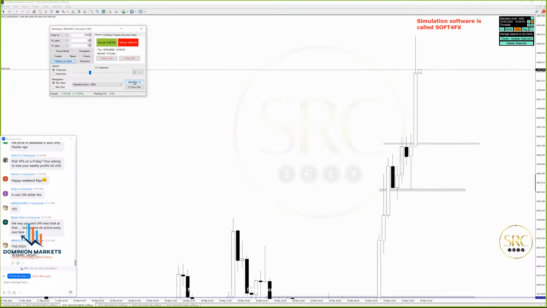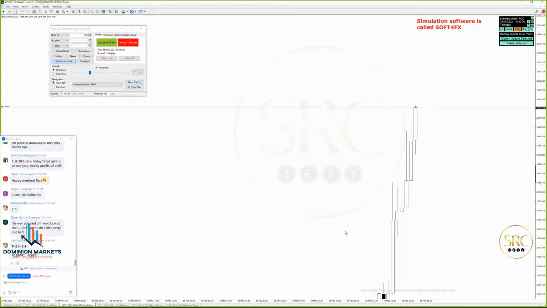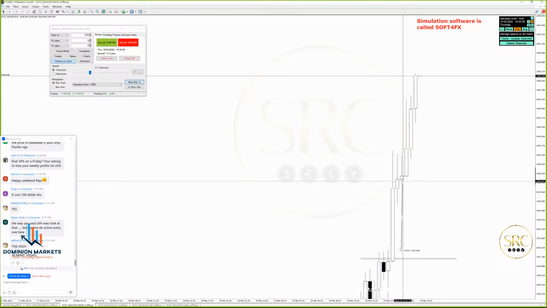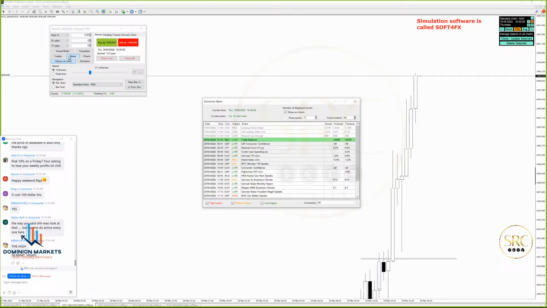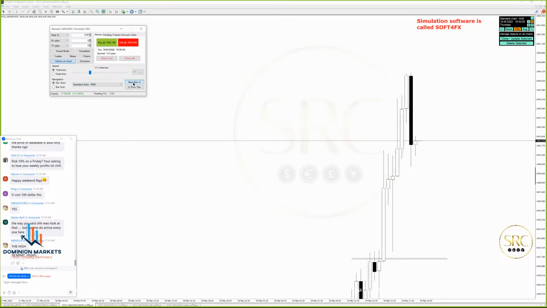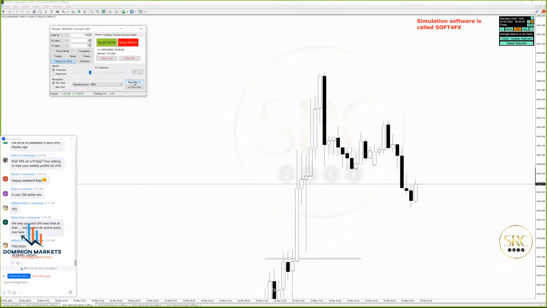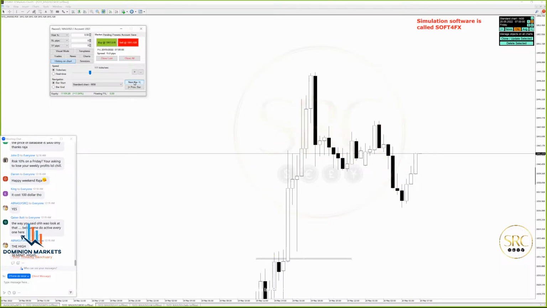Very nice. Nicely done, gold. Nicely done. Now let's move on towards Friday. Oh, whoa. Look at this liquidity grab over here. Damn. All right. Now let's move on towards Friday. Friday is going to be the last trade we're going to take in the simulation, and then we're going to call it a day. Fun times don't last forever.